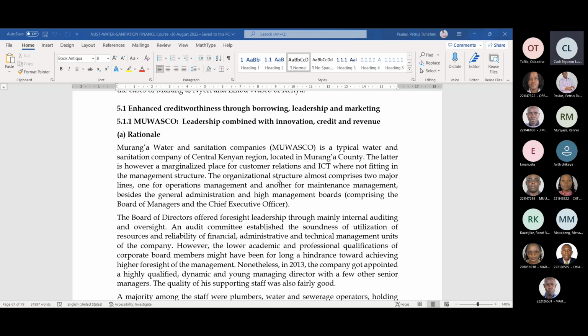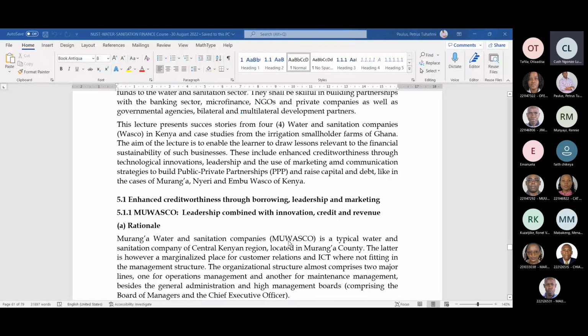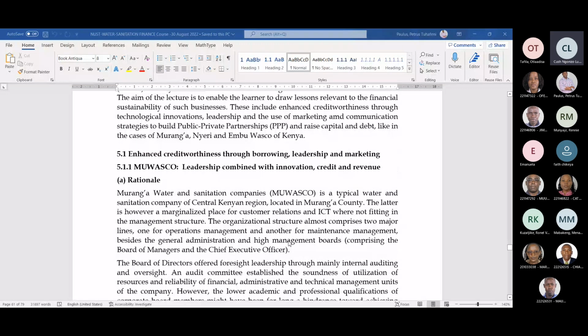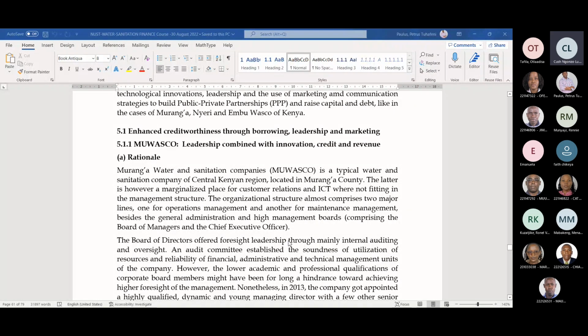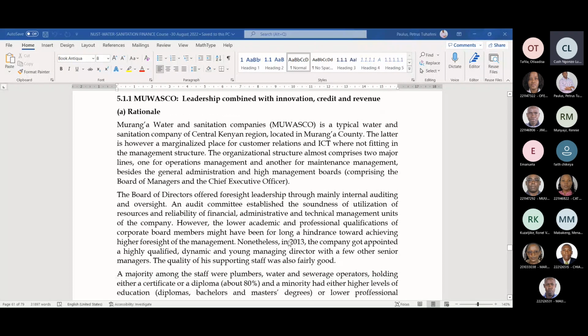Now, let me just summarize each case. Let me start with Muranga. Muranga is a very small county that is near Nairobi. And since the water sector reform in Kenya in 2002, each county has to have its own water company. And Muranga also developed this kind of company. It is known as Mwasco.